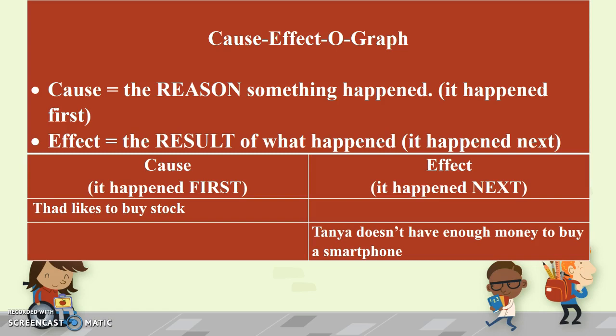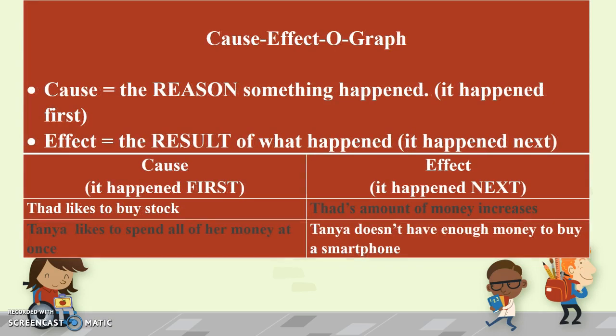Great job! Our next example, we have the effect but need the cause. Tanya doesn't have enough money to buy a smartphone. What would the cause be? Matt? Tanya likes to spend all of her money at once. Great job! So here's our chart all filled in.